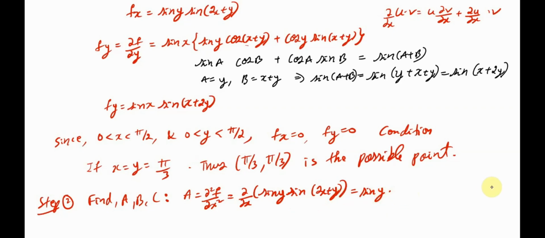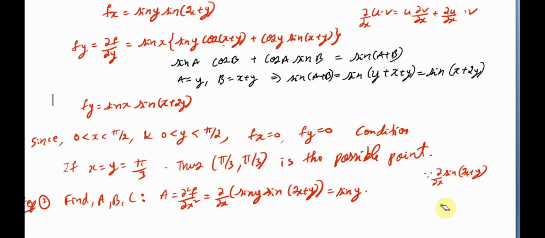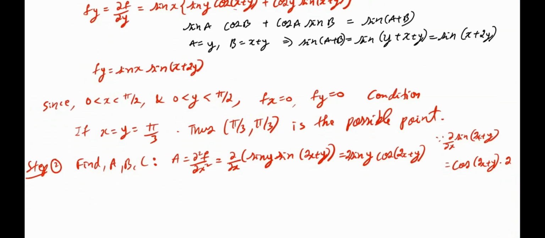So please remember this formula here, students. Whenever we differentiate with respect to x, keeping y constant, in such cases we use the chain rule. It will become cos of 2x plus y into the inner differentiation, which is 2. So like this we get 2 cos of 2x plus y. So I will take 2 here and write cos of 2x plus y. Is it clear? Like this we can easily find the value of a.